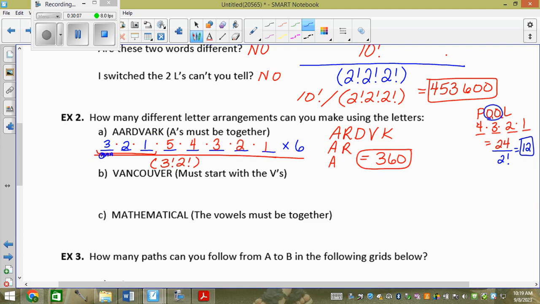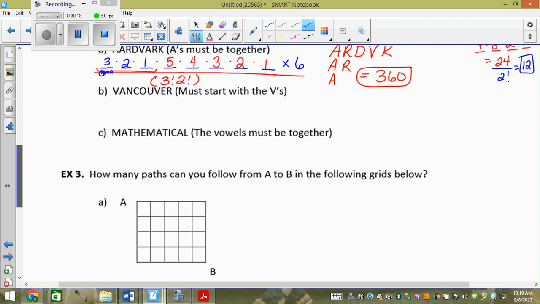Because the 3 factorials will end up actually canceling. It's 720 divided by 2. So that's 360. We're going to go to the pathways.